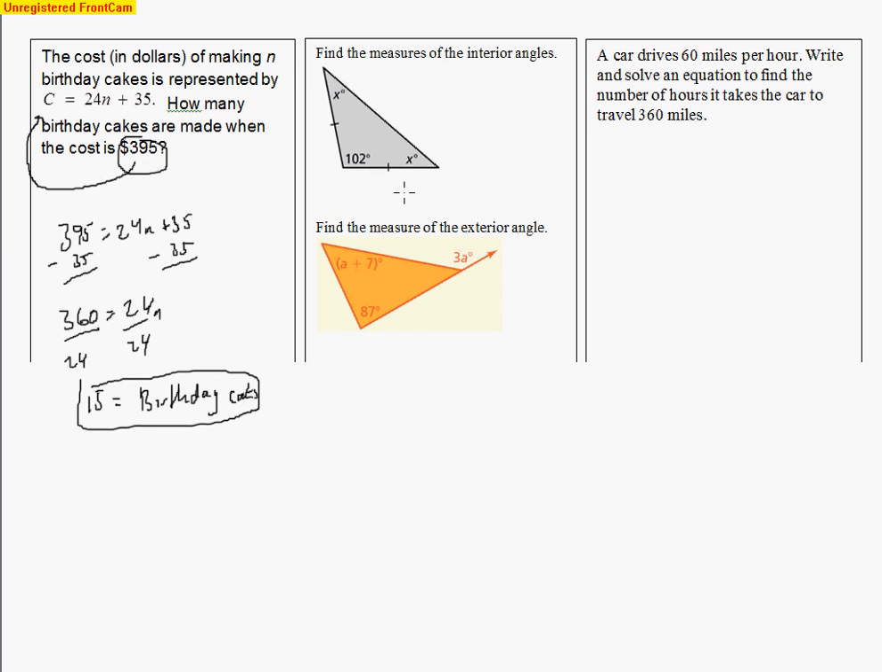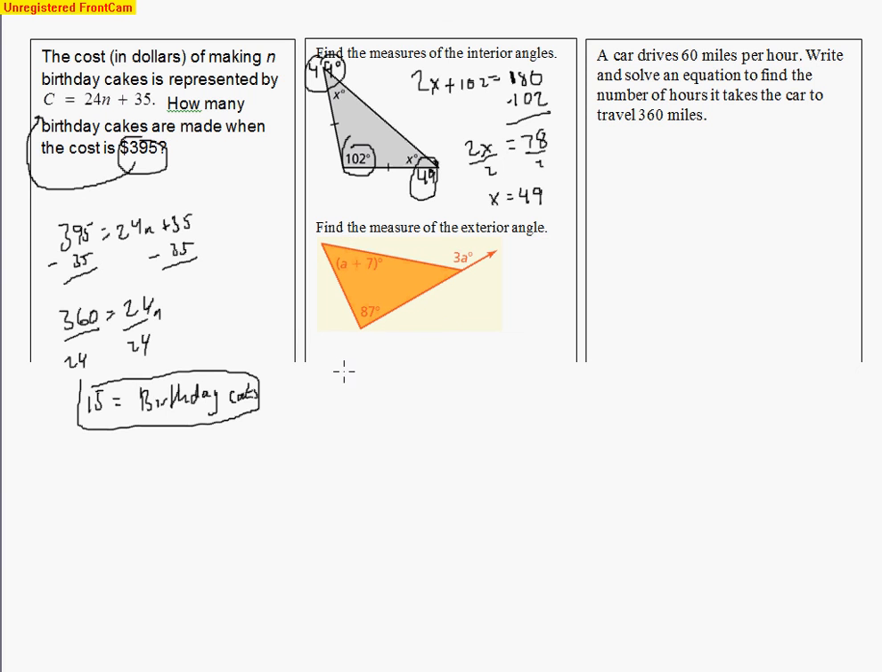Alright, so let's take a look at the next one. Here we have to find the measure of the interior angles. And so since there are two x's, I'm going to write 2x plus 102 equals 180, because the sum of all the angles in a triangle make 180 degrees. And so I'm going to subtract that 102 from both sides. And that's going to leave me with 78 equals 2x. So I divide by 2. And that's going to leave me with x equals 49 degrees. And so I know this angle is 49 degrees, and this angle over here is 49 degrees. And then the other one is given to me at 102 degrees.